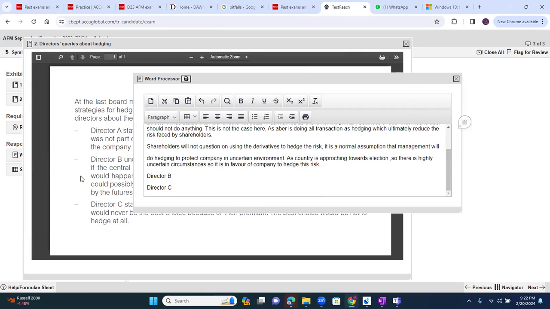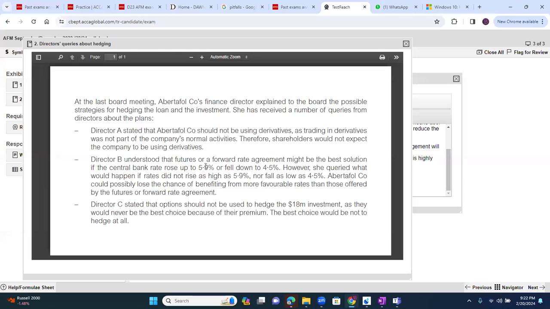Okay, what was Director B saying, just read it. Director B understood that future or forward rate agreement might be the best solution if the central bank base rate rose up to 5.9 or fell down to 4.5. However, she queried what would happen if rates did not rise as high as 5.9 nor fall as low as 4.5, as the company could possibly lose the chance of benefiting from more favorable rates than those offered by the future and forward. So what should be the best answer?